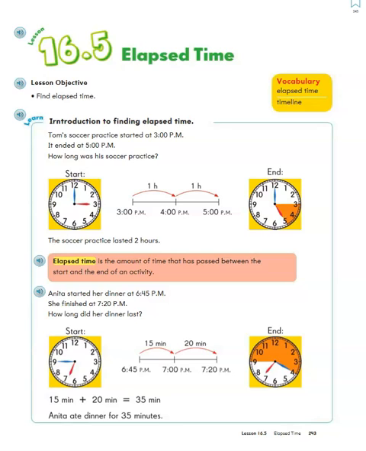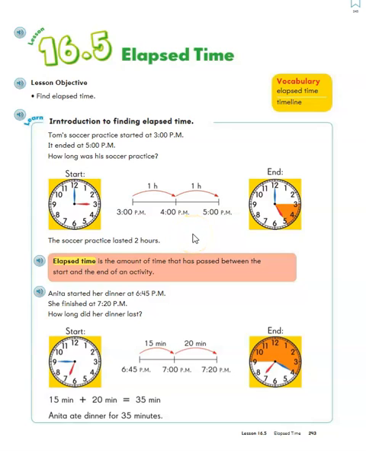Hi, third graders. Welcome to lesson 16.5, Elapsed Time. Notice we skipped over 16.3 and 16.4. Those were adding and subtracting time, and I just went ahead and skipped over those because we're going to be looking at that in this lesson as well. So let's get started with finding elapsed time.